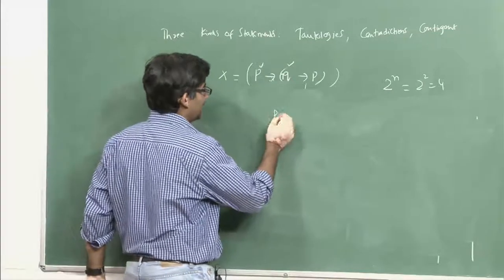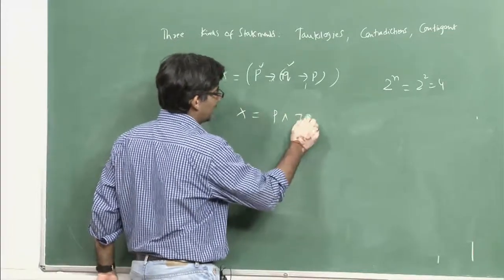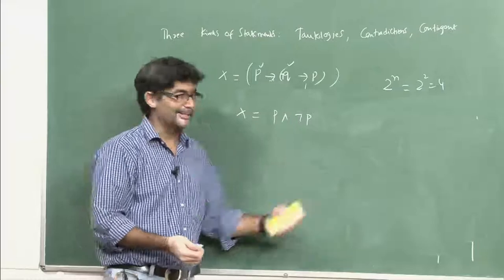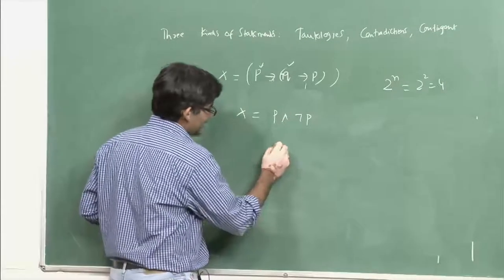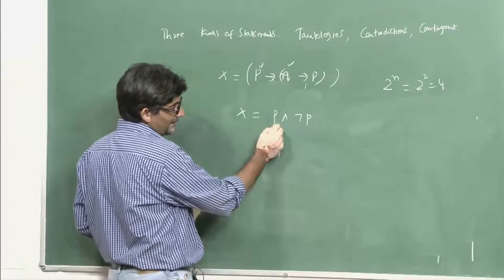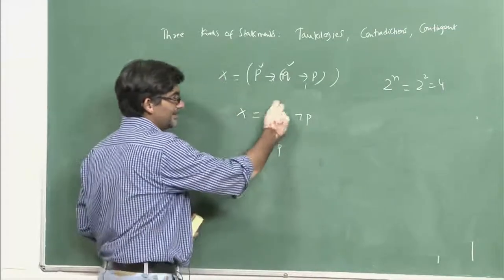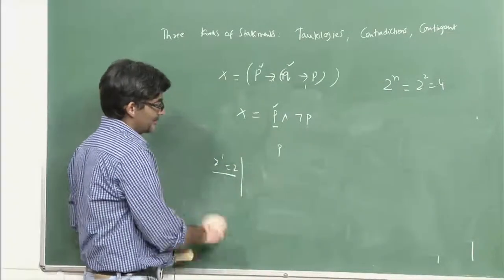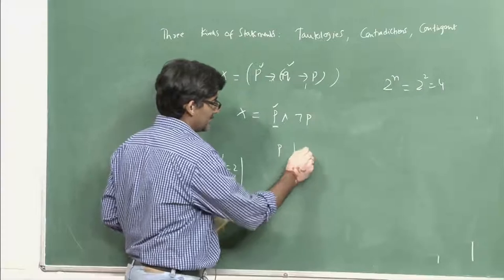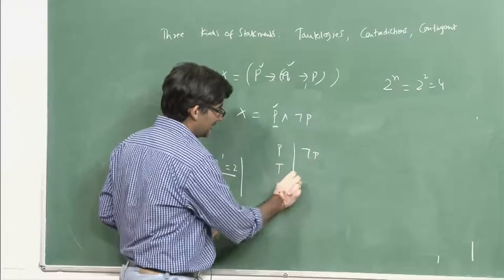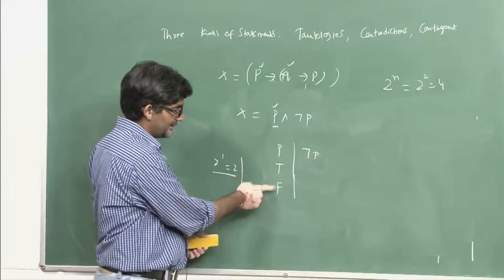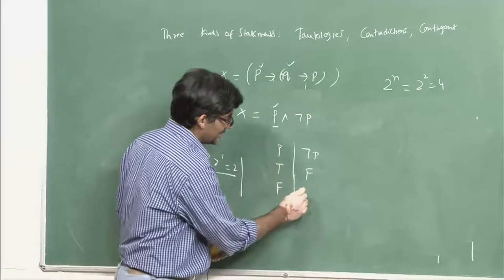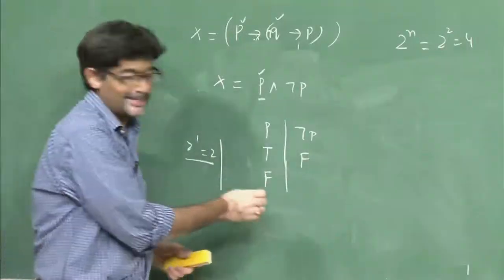Suppose you have a formula P and not P, obviously this is a contradiction. You are saying that it is raining and it is not raining, so obviously it is a contradiction. Let us construct a truth table. There is only one propositional variable here, that is P only, so it has only two entries in the truth table. P can take value T or F, and the corresponding negation is, if P is T obviously it is F, and if it is F then it is T.